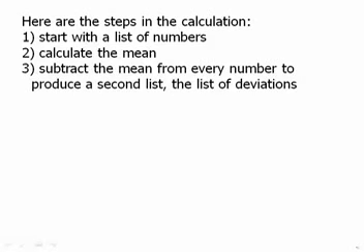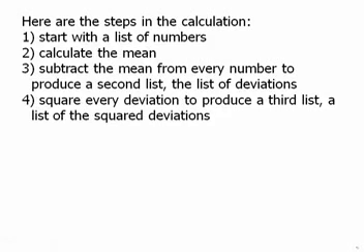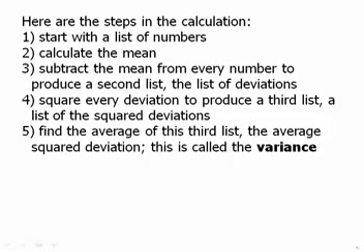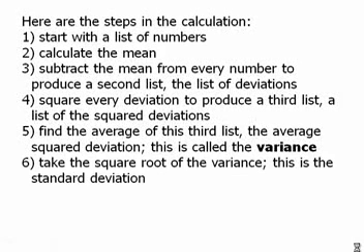Then we're going to take that list of deviations, some are positive, some are negative, and we're going to square that list. So that will be a list of squared deviations, a third list. That list will be all positive numbers because we've squared them. Now we're going to take an average of this third list, the average squared deviation. And that number is actually called the variance. Once we have the variance, we're going to take a square root, and this is the standard deviation.